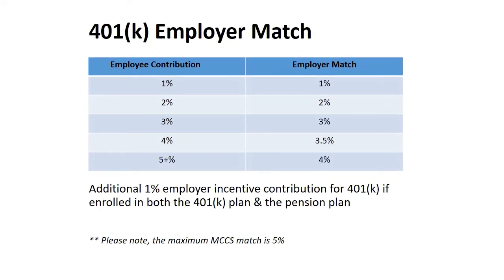MCCS matches the 401k savings plan up to 4%. If the employees enroll in both the 401k and the pension plan, the maximum match becomes 5% due to an extra 1% being available as a bonus for being enrolled in both retirement plans.